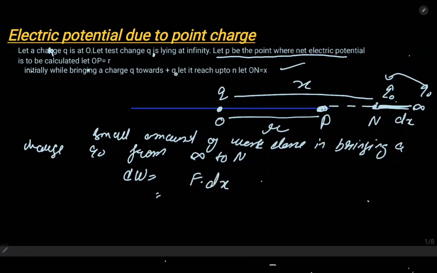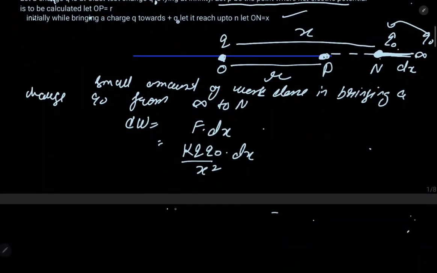Now what is the force? The electrostatic force when the particle is present at N due to this charge q can be written as k q q naught, and this distance between O and N is x, so over x square, dot dx, right? Now when we remove the dot, we will get k q naught upon x square dx cos theta, right?